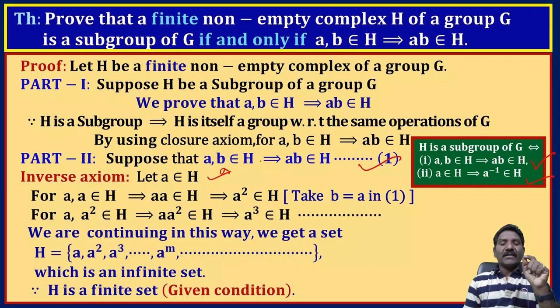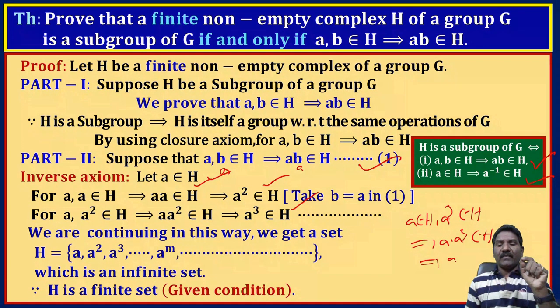a, a belongs to H gives a into a belongs to H. That is, a belongs to H, a belongs to H, so a into a belongs to H. a into a is a square, so a square belongs to H. Again, a belongs to H and a square belongs to H, so a into a square also belongs to H. a into a square is a cube, which belongs to H. Since a belongs to H and a cube belongs to H, a into a cube also belongs to H.